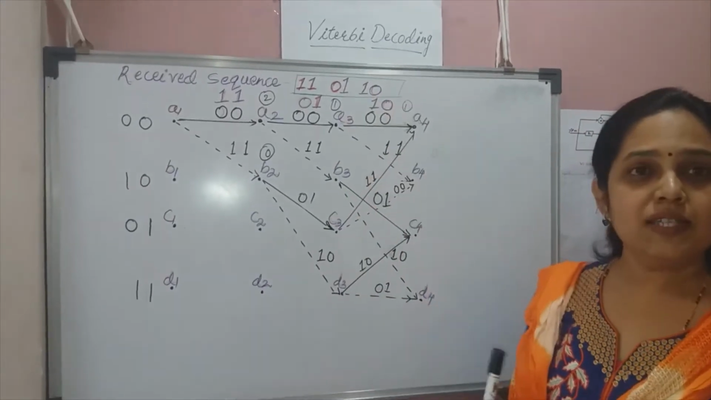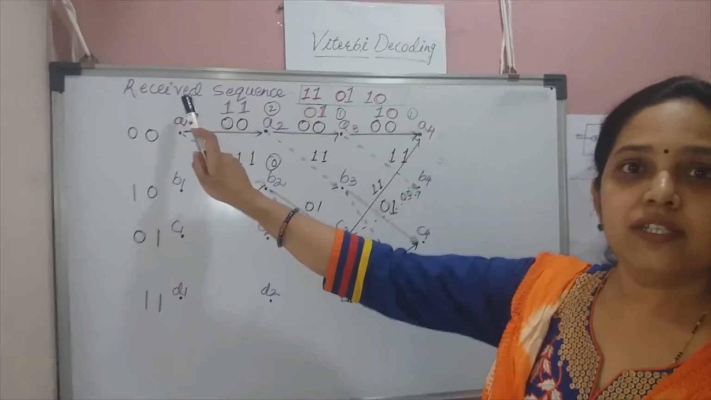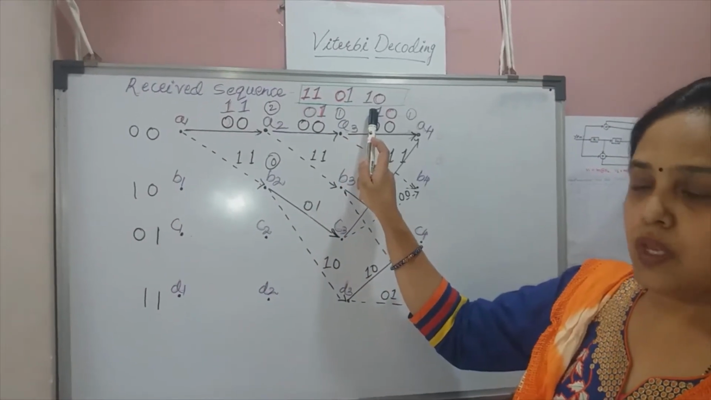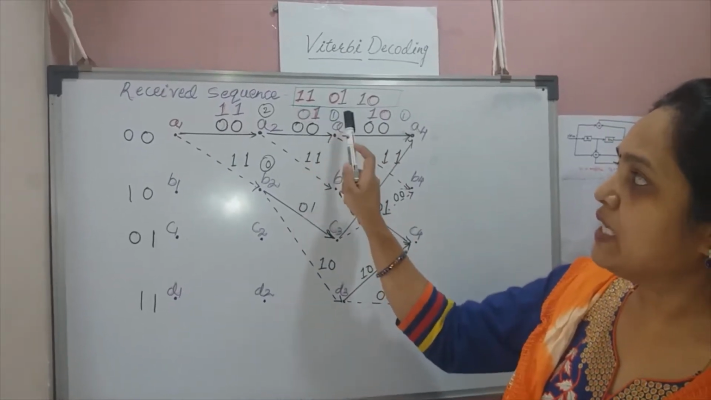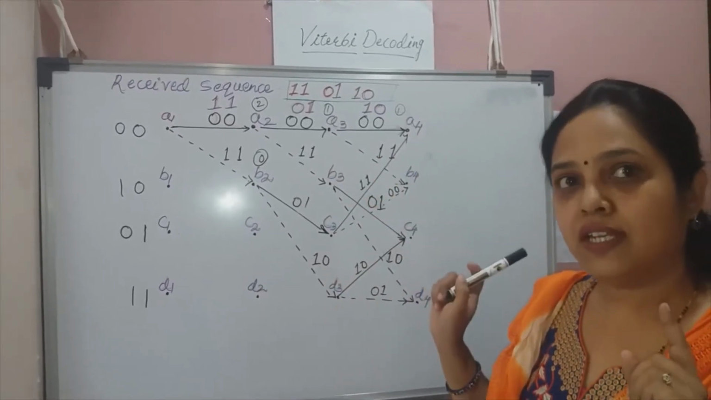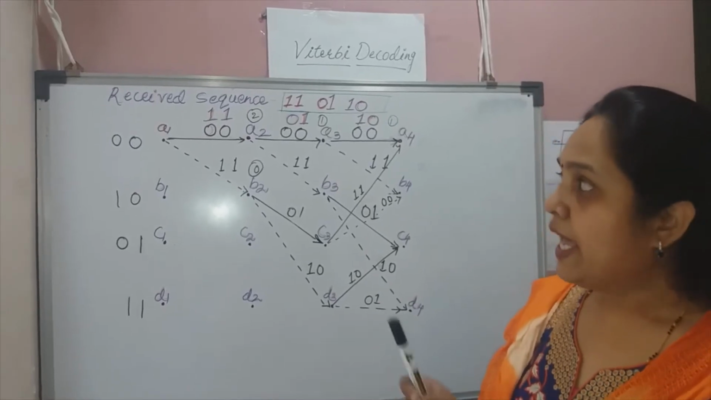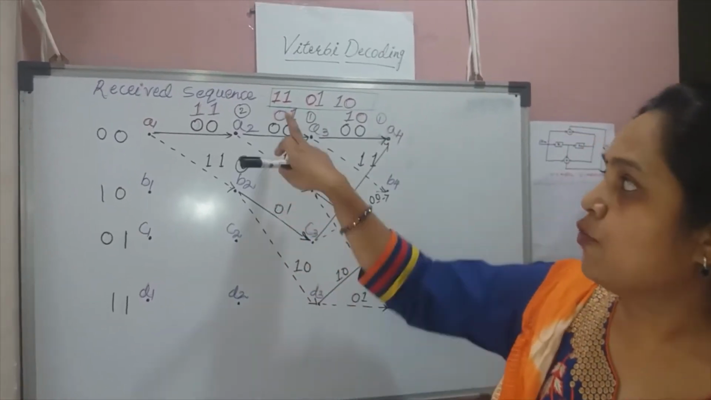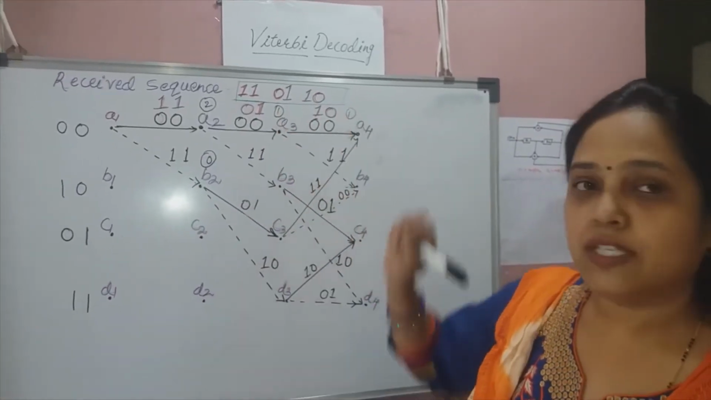Let's start discussion on Viterbi decoding. We have considered the received sequence as 110110. What we are going to do is find out the correct sequence for the received sequence. That is, we'll check if there are any errors, and if there are errors, those will be corrected. And also we'll find out the original input message for this received sequence 110110.